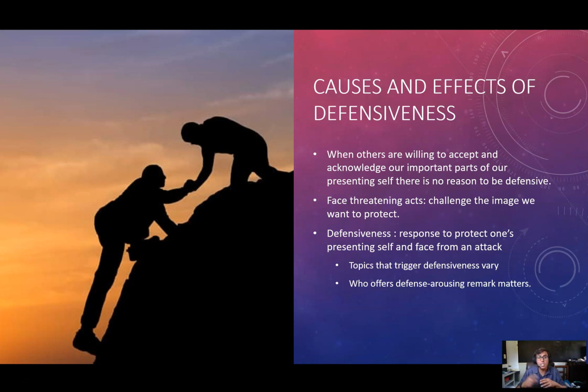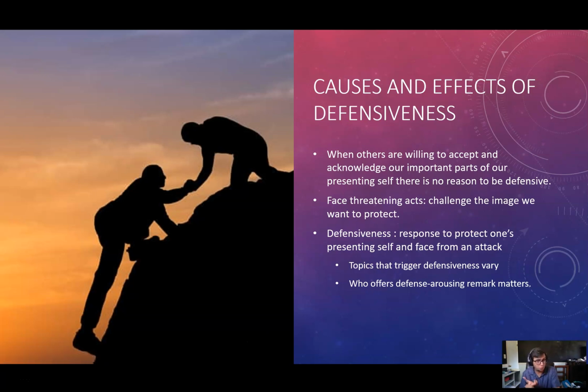Topics that trigger defensiveness can vary because there are different ways that we present ourselves. For example, if someone gives a presented self as not caring about academics, then saying that you are not good at academics is not going to make you super defensive. Whereas if you hold a high value on academics, you have that face of a good academic, or you are trying to present yourself that way, then that can absolutely trigger some defensiveness.